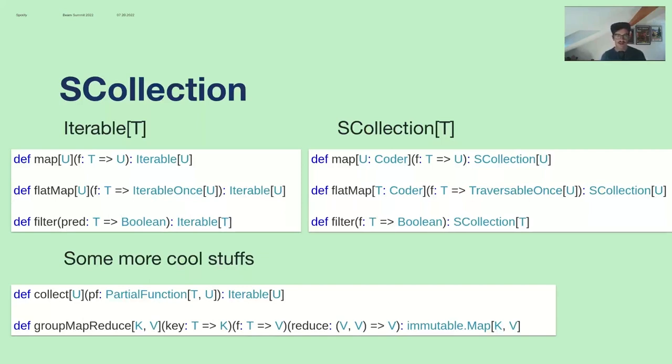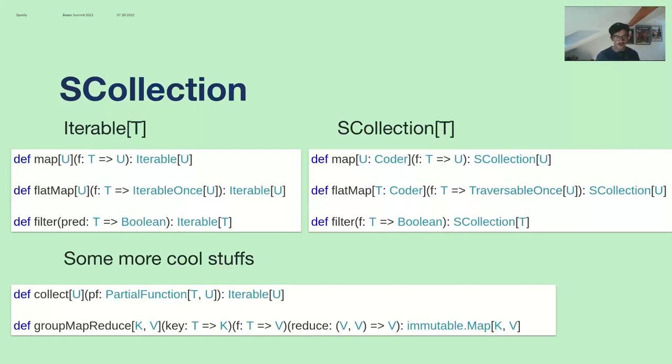And on the SCollection, on the right side, we can see it's exactly the same signature. So map for the transformation, flat map transforms to a collection, and filter. The only difference is the coder, we will come back to this later. The cool thing is that with SCollection, you don't really need to learn new things, because if you know Scala collections, basically you know how to work with SCollection.